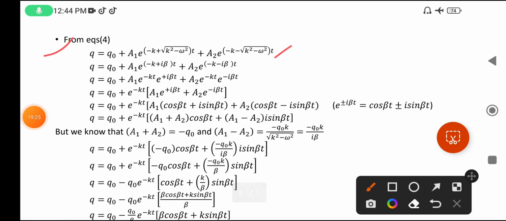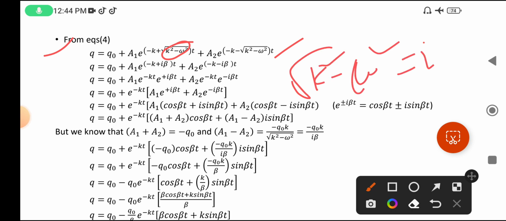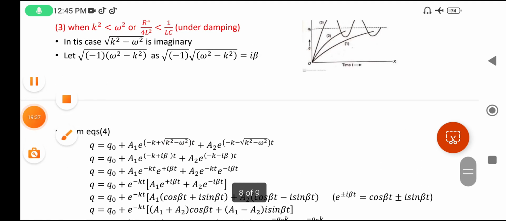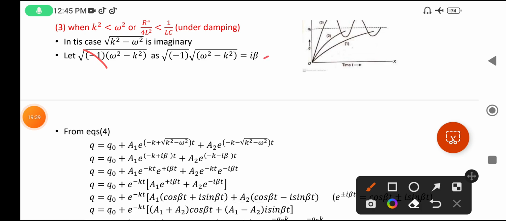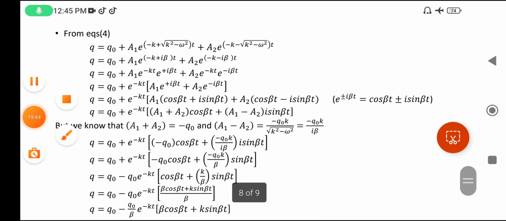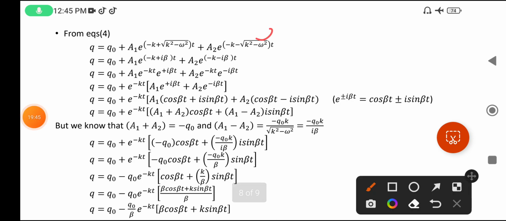From equation 4, now substitute in the place of this: under root of k square minus omega square is simply i beta. Just now above we have taken it, see here. So this is written as i beta. Now substitute i beta in the equation, here i beta and here also i beta.